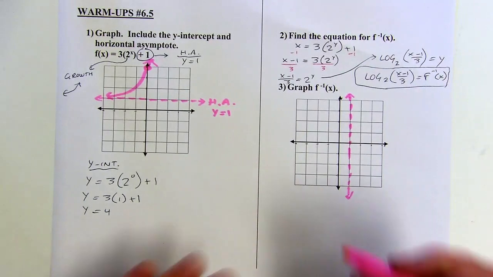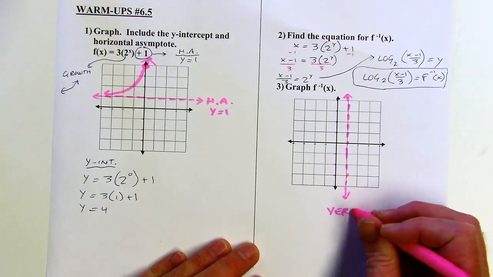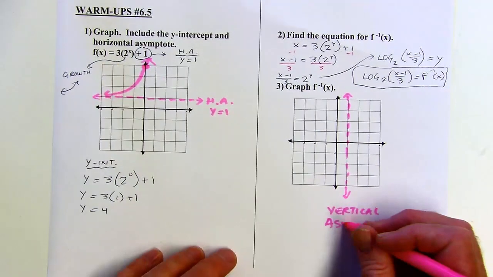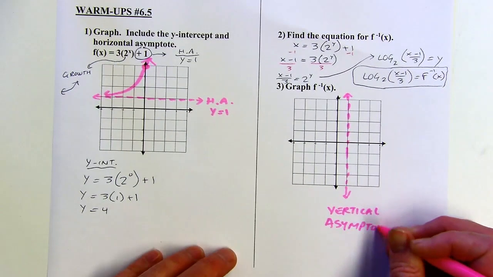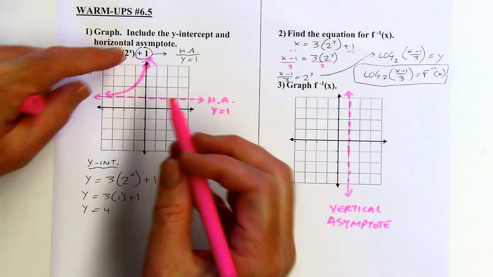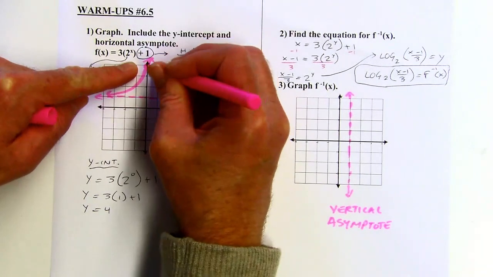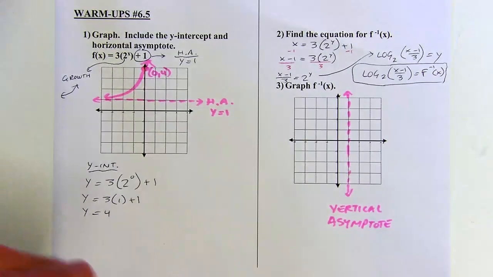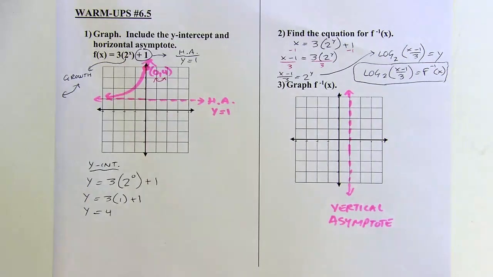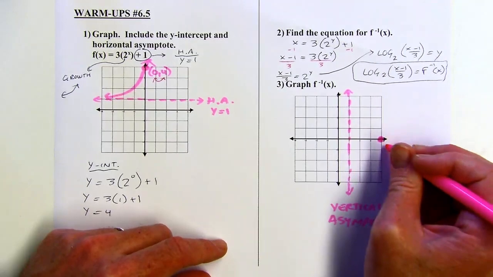So this would be my vertical asymptote. All log functions are going to have a vertical asymptote when you graph them, and exponential ones will always have a horizontal asymptote. That's good to just memorize. What I'm going to do also is take this point that I knew from the first problem, which was (0, 4). When you reflect over the line y equals x, you can just reverse the xy pair. So that means (4, 0) should be on the inverse. There's (4, 0).